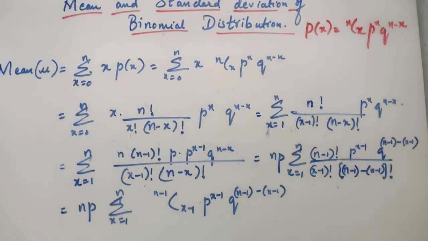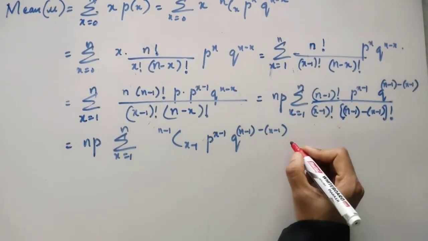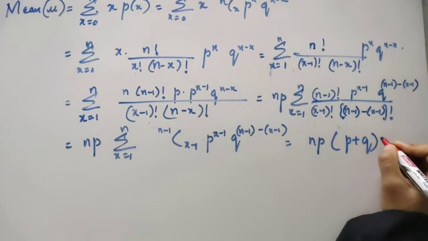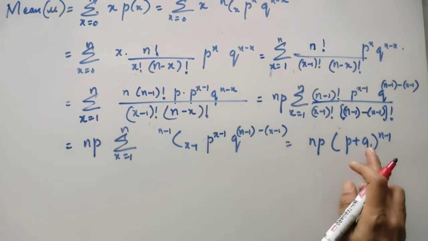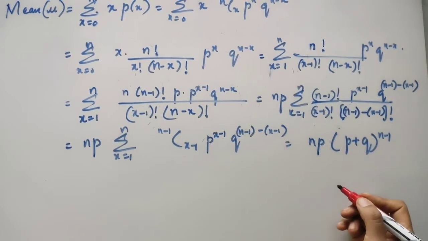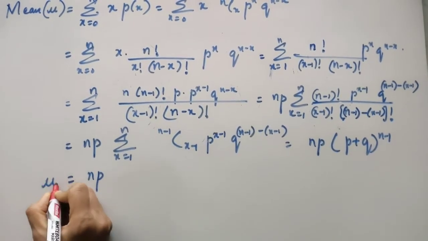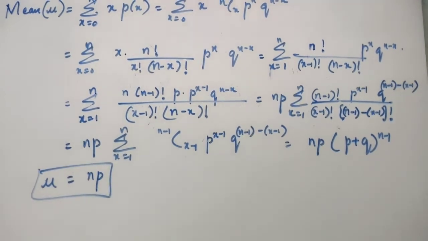This is as good as writing n into p, times p plus q raised to n minus 1. Now p plus q is 1, and 1 raised to n minus 1 is also 1, so it will be n into p. So the mean mu is n into p. We have derived it up to here. Okay, now let's work out the variance.